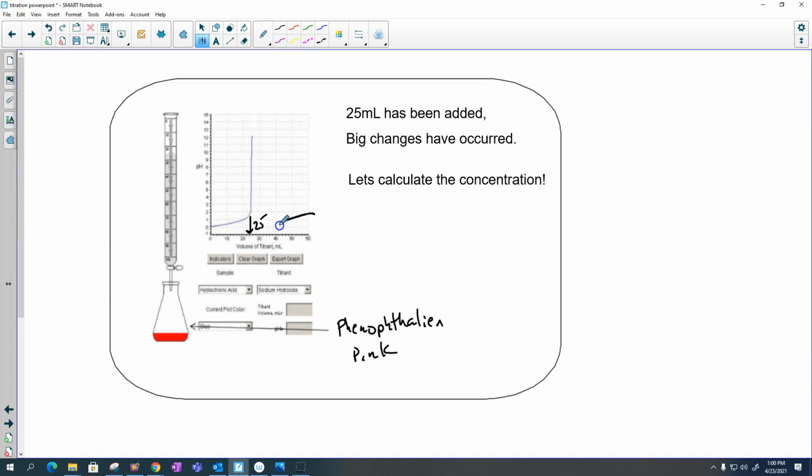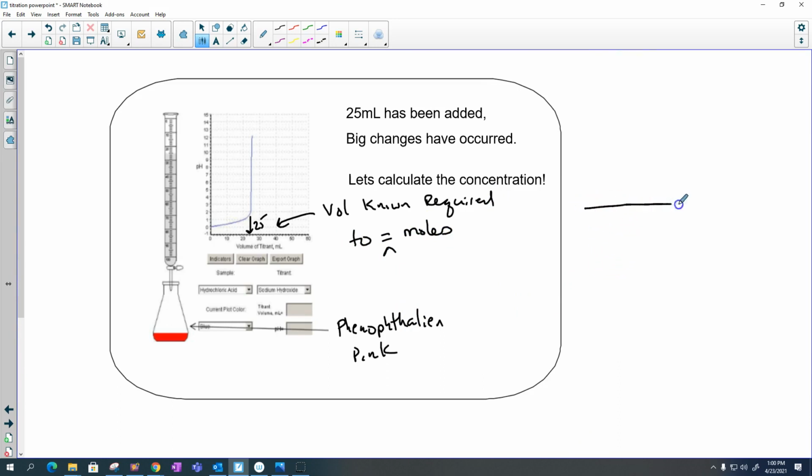That's the volume of the known that required to equalize the moles. So that's the equivalence point right there. Okay, so let's calculate this out and see how this works.